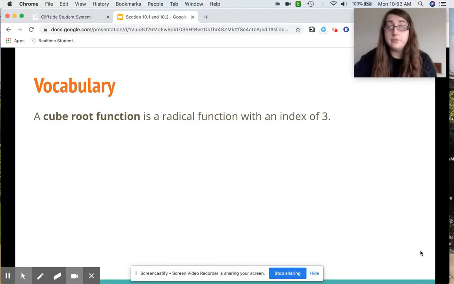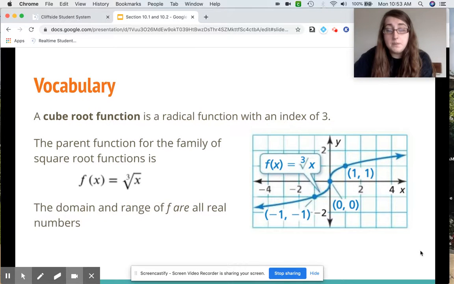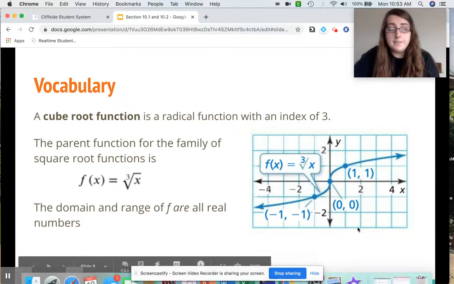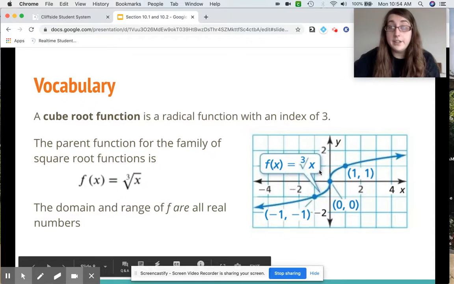And then cube root functions have all the same properties as before, but instead your index is a 3 instead of a 2. But every other property still applies. The shape of the graph, though, is somewhat different. I'm actually going to stop this video here and start a new one just to talk about cube root functions.